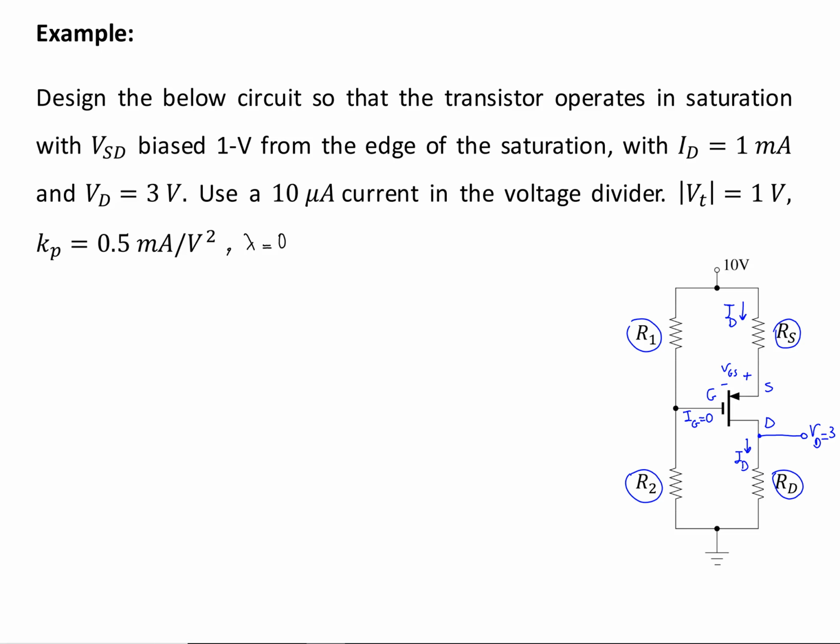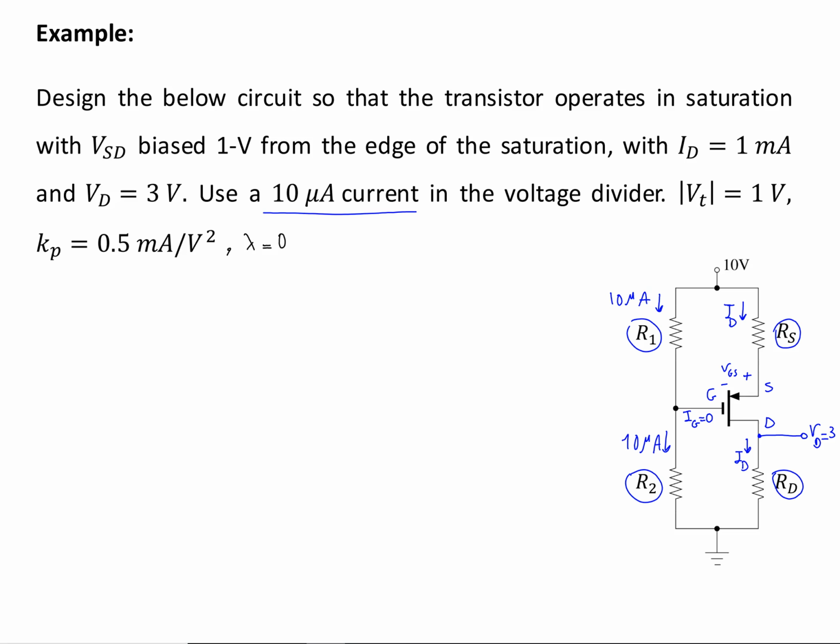I also have this 10 microamp current in the voltage divider circuit. So 10 microamp flows in this direction. I have 10 microamp current here, and the same current goes through this R2 because IG is equal to 0. So that is another piece of information that I have. And just by looking at it, I would like to make a plan for solving this problem.